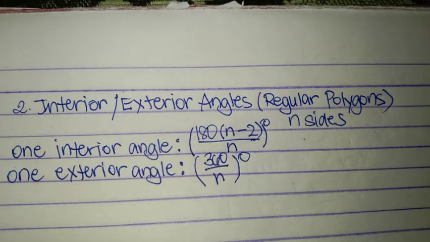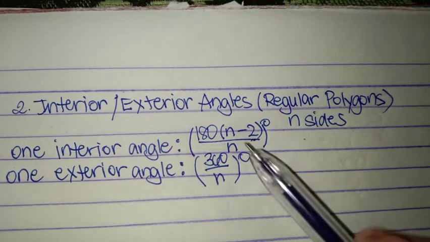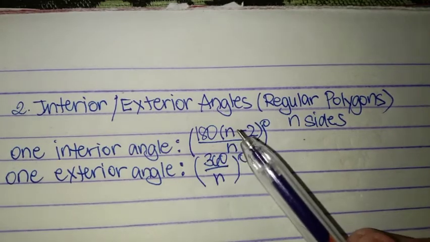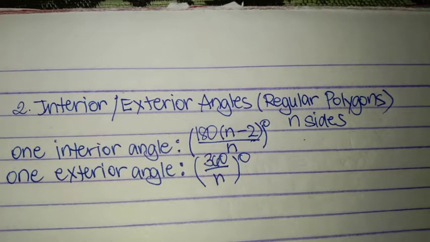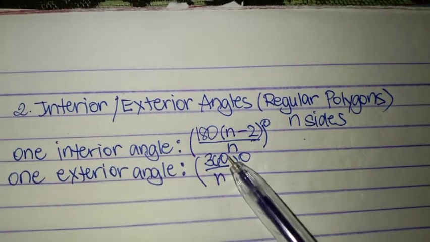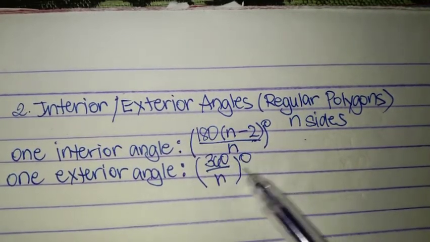Now, we have special cases for regular polygons. If your given polygon is a regular polygon, which means it has equal sides and equal angles, you can solve for each interior or exterior angle it has. For the interior angle, the formula is 180 multiplied by the quantity n minus 2 all over n degrees. Meanwhile, the formula for the exterior angle is simply 360 over n degrees.